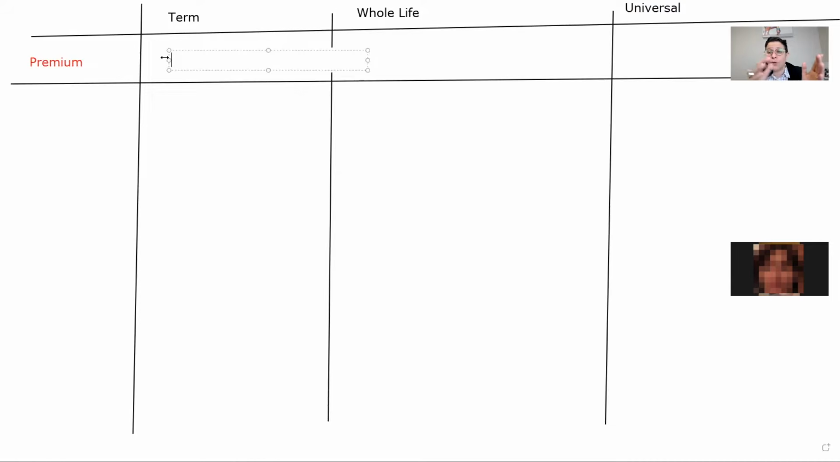Okay, the premium on a term policy is always fixed. So anytime you see fixed, it could be a term policy or it could be a whole life policy. The premium in a whole life policy is also fixed. What does that mean? It means that it doesn't go up, it doesn't go down, it doesn't change. Whatever the amount is, it's going to be the same for the rest of the policy, okay?